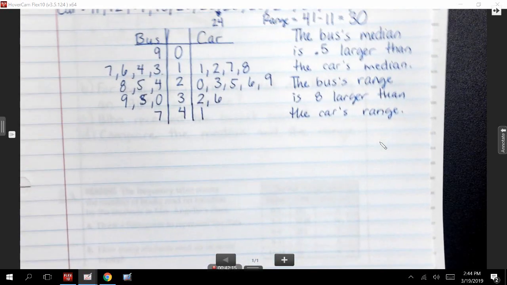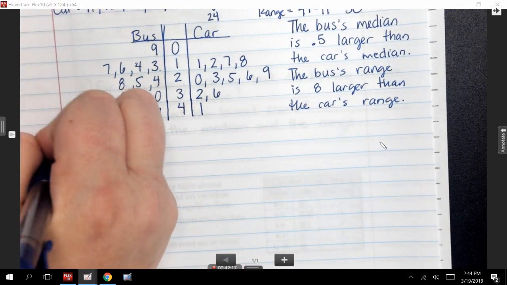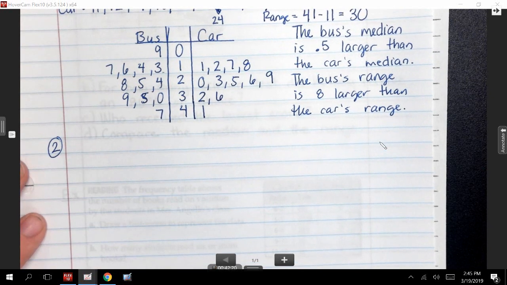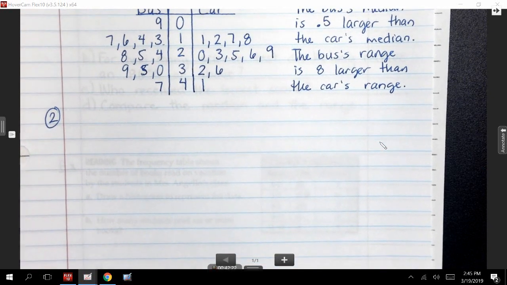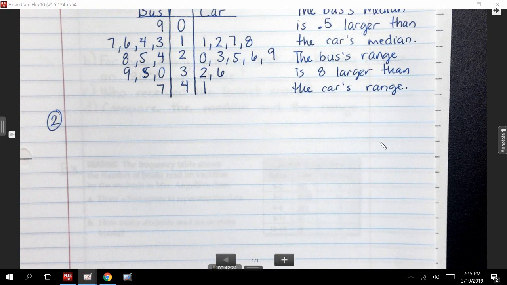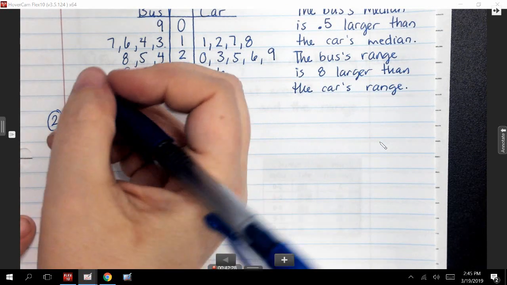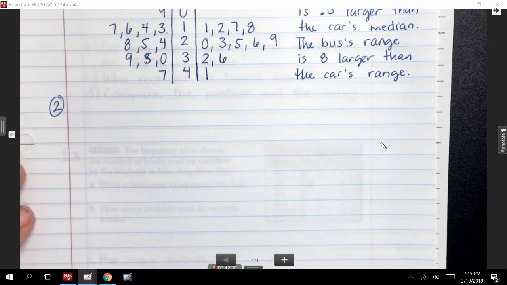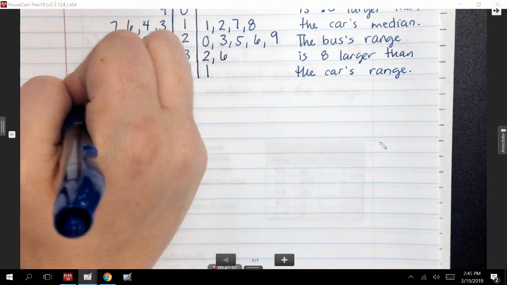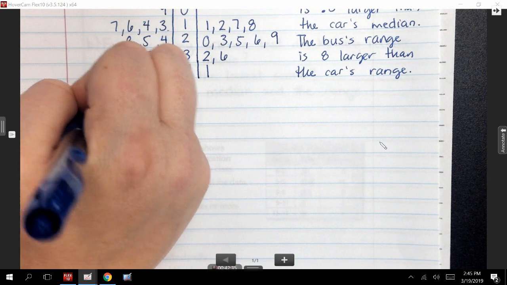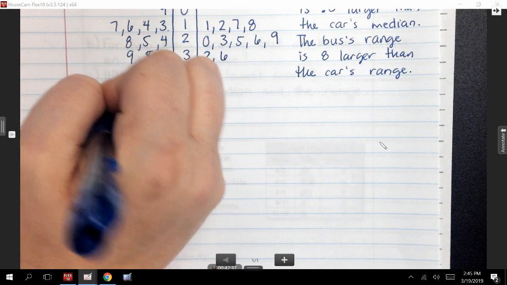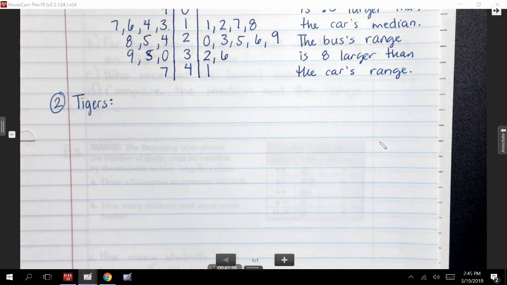Let's look at number 2. Number 2 is talking about 2 teams. I'm assuming that they are playing hockey. No, they're probably playing basketball because those scores are high. Hockey is a very low scoring game. All right, so let's start with our Tigers. Okay, Tigers. We want to put those in order.